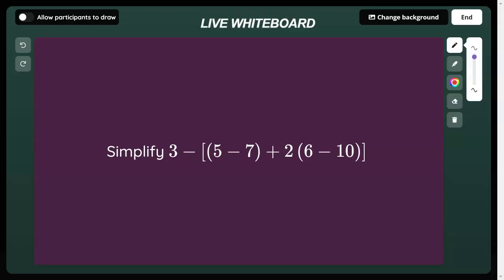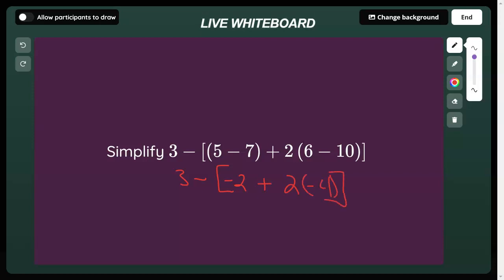All right. There's a lot going on here. That's fine. What's the first thing that I need to simplify? Okay. So I've got parentheses and I got brackets. So I got to work on the inside first. So the parentheses, 5 minus 7, and 6 minus 10. What's 5 minus 7? Okay. And then I've still got this. Still have this, and then 6 minus 10. Negative 4.